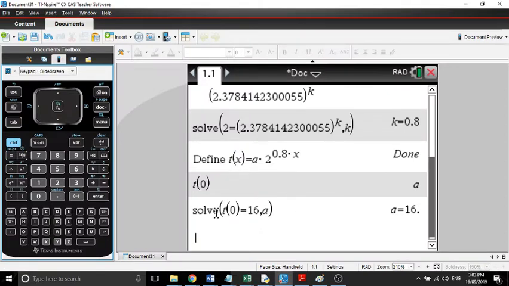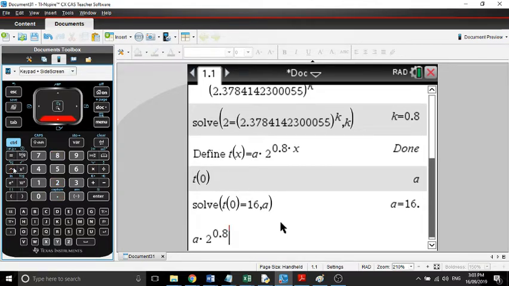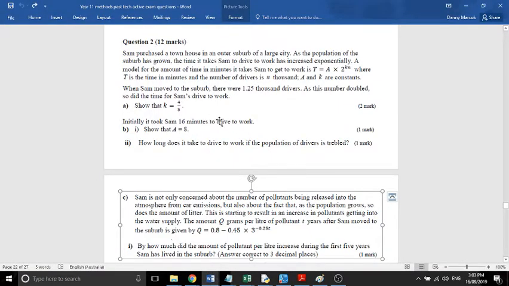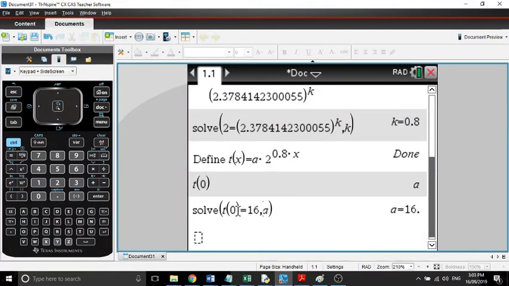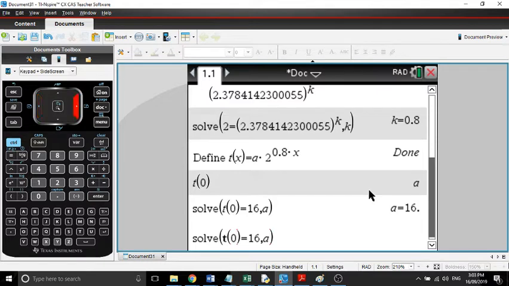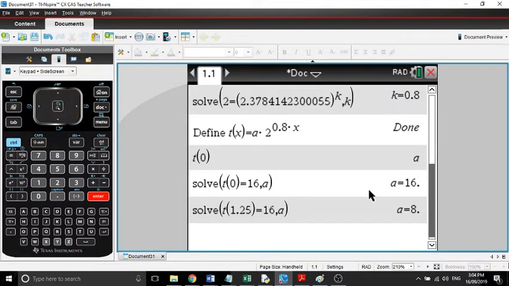Okay, now we've got this situation here. We're saying that if x equals 0, so we've got 2 to the power of 0. So let's write this out. A times 2 to the power of 0.8, we're going to multiply that by 0. Oh no, initially it took Sam 16 minutes, so we've got 1.25. Sorry, my mistake. Solve that equals 16 at t equals 1.25. There we go. So it's equal 1.25. We have 16. Takes 16 minutes.